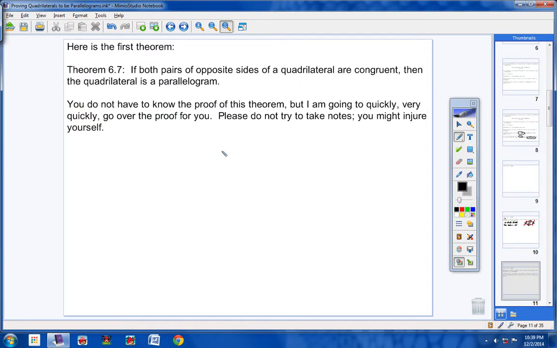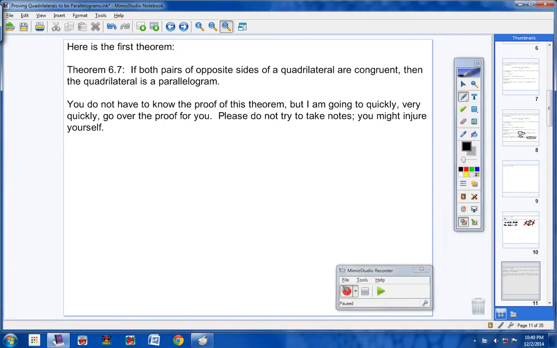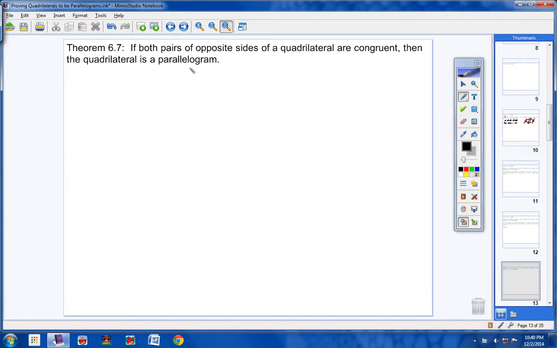Now, you do not have to know the proof of this theorem, okay? But I'm going to quickly, very quickly, go over the proof for you. Please do not try to take notes, okay? You might injure yourself, okay? But listen while I show you the proof for this theorem. Okay, students, first of all, here's the theorem right here, okay? Remember, your if part is your given, okay? And your then part is your proof part. So here we go.